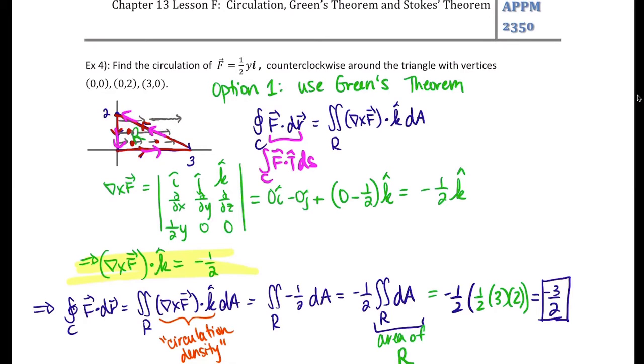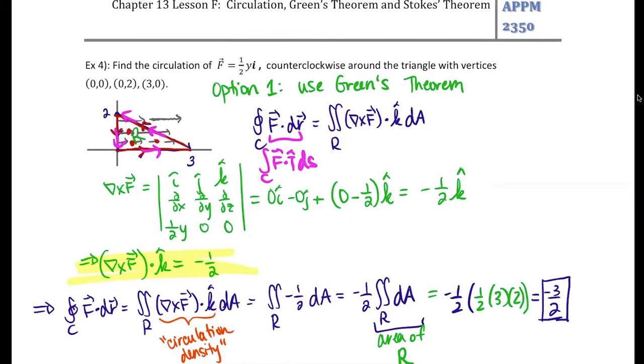Then we're going to imagine putting little tiny paddle wheels. That's what the red is supposed to be inside here. We're calculating the speed of their rotation at a given point inside here. How quickly are they circulating? Because the curl is -1/2 k, this tells us we would expect these to rotate clockwise because it's negative. And it's rotating around the k-axis according to the right-hand rule, so that's why it's going clockwise. The scalar component, -1/2, gives us a sense of the speed at which it's rotating.